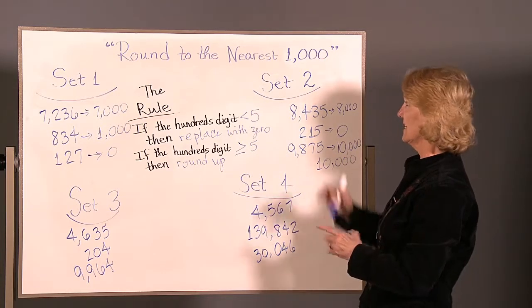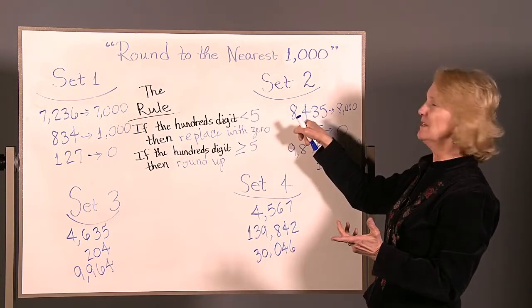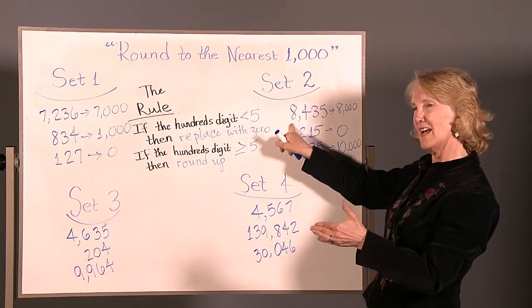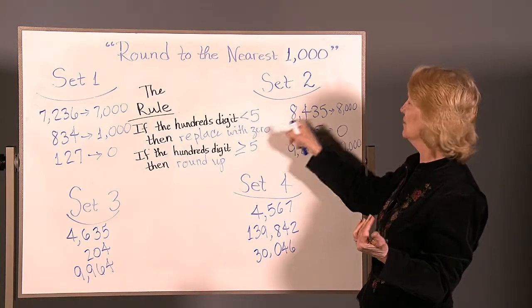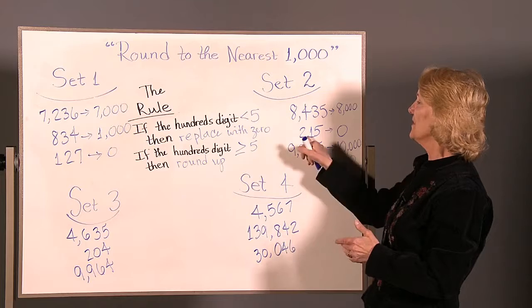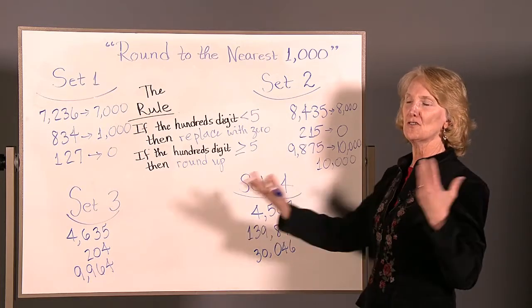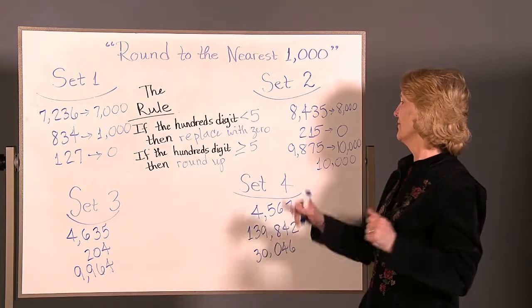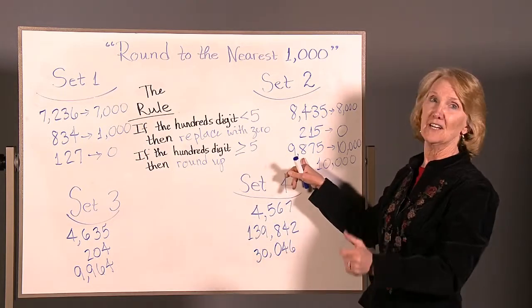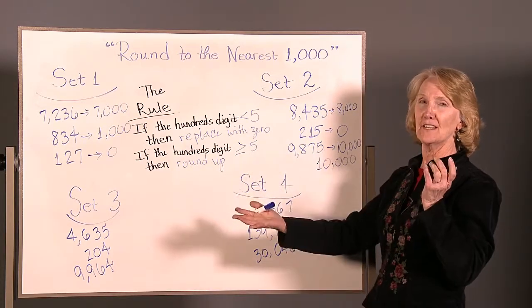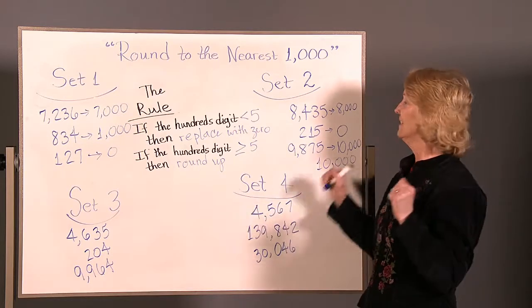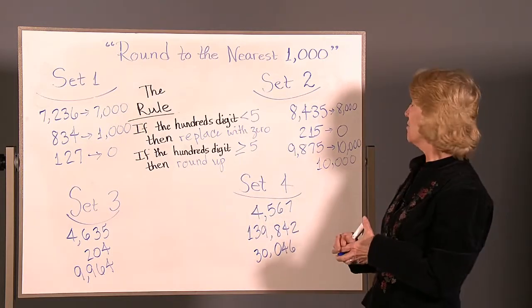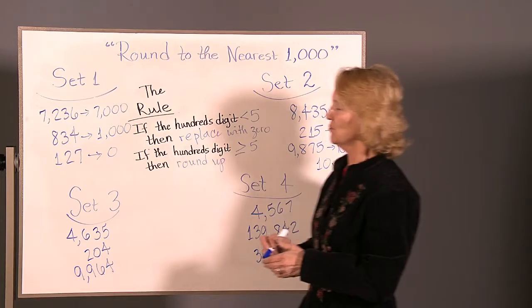Let's make those make sense. If you had 8,400, would that be closer to 8,000 or 9,000? It'd be closer to 8,000. If you only had $215, are you still closer to 0 or 1,000? You're still closer to 0. If you have 9,875, are you closer to 9,000 or closer to 10,000? 10,000.